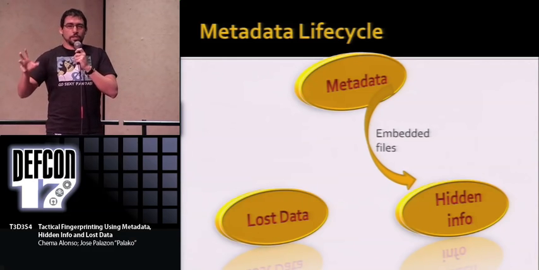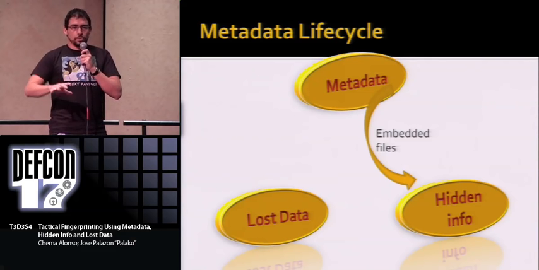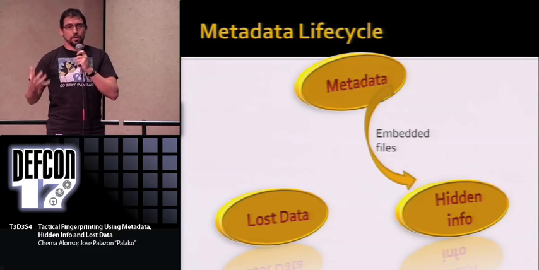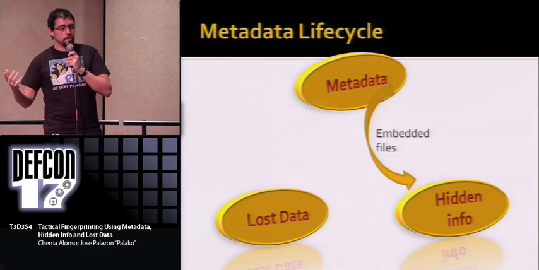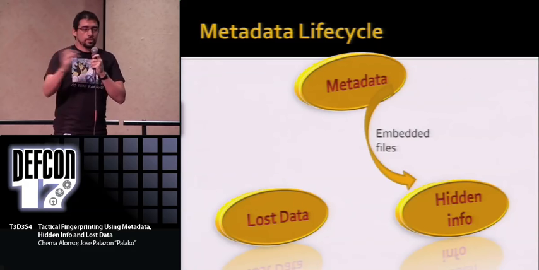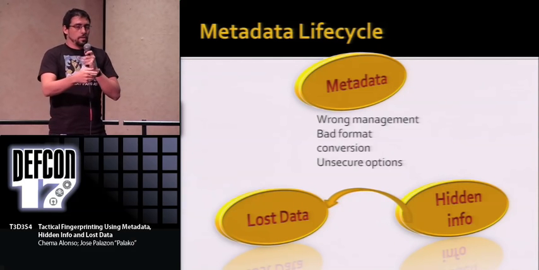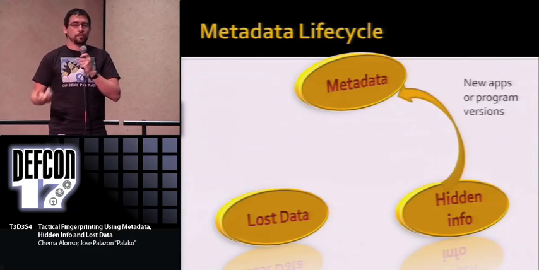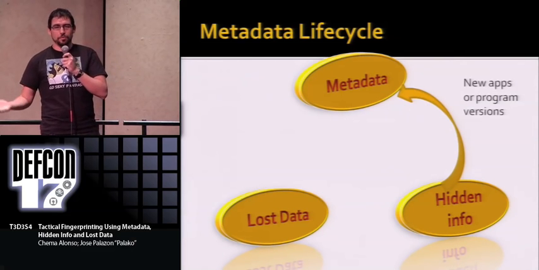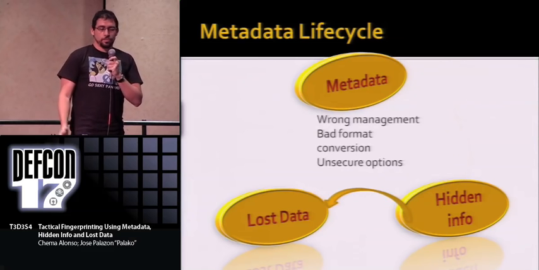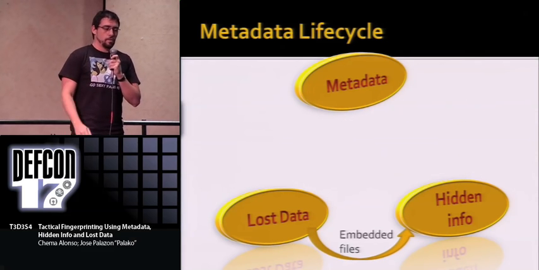When you have one file and you embed this file into another file, you go to the parent file, go to properties, and you will see the metadata of this document. But you have an embedded document there that has metadata that you cannot edit. So this metadata is becoming hidden info. If you have information that you couldn't edit before and then a new version of your application lets you modify this information, you can say that the hidden information is becoming metadata. So all these three kinds of information are at the end of the day the same.